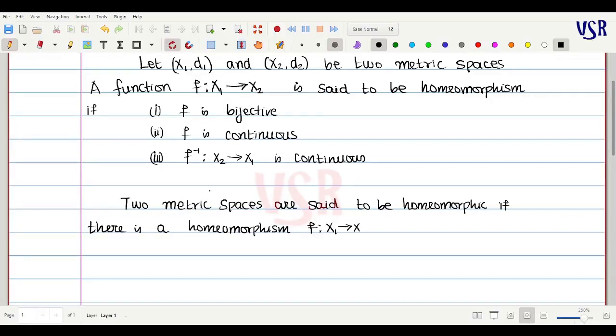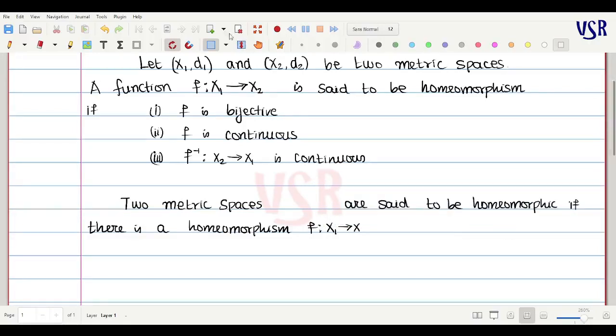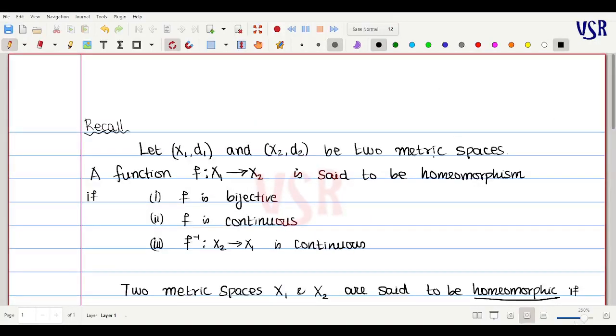Okay, we did not say small x, so I take it as two metric spaces capital X1 and capital X2 are said to be homeomorphic if there is a homeomorphism f going from x1 to x2, then we say that this is homeomorphic. So this is the definition of homeomorphic, and that was the definition of homeomorphism. So this is homeomorphism and homeomorphic.